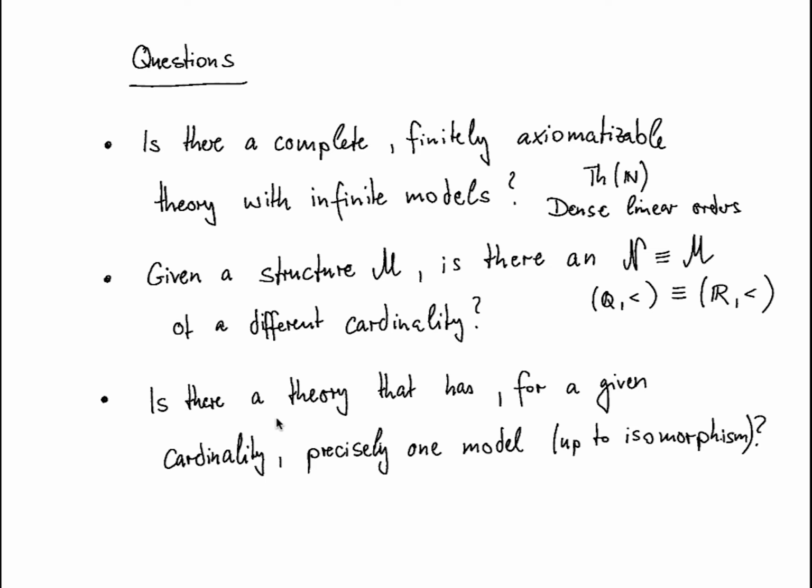Finally, we can ask, is there a theory that has, for a given cardinality, precisely one model up to isomorphism? So for example, we saw that the theory of N has non-isomorphic, and in fact many non-isomorphic, countable models. Now we can ask, is there a theory that for cardinality Aleph naught has, up to isomorphism, precisely one model? And again, it will turn out that the theory of dense linear orders will play an important role in answering that question.